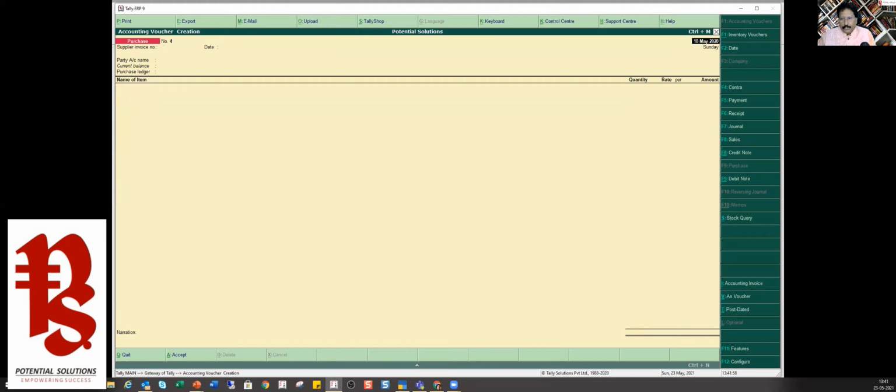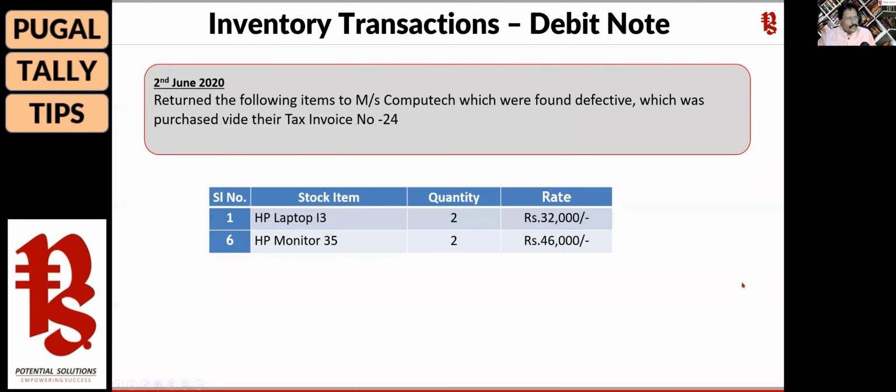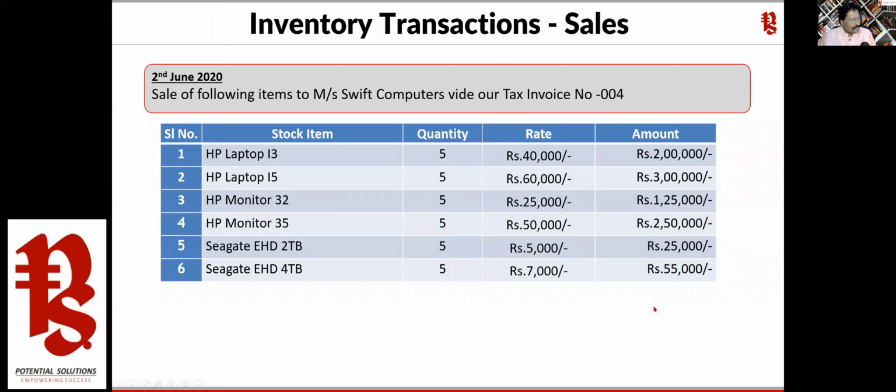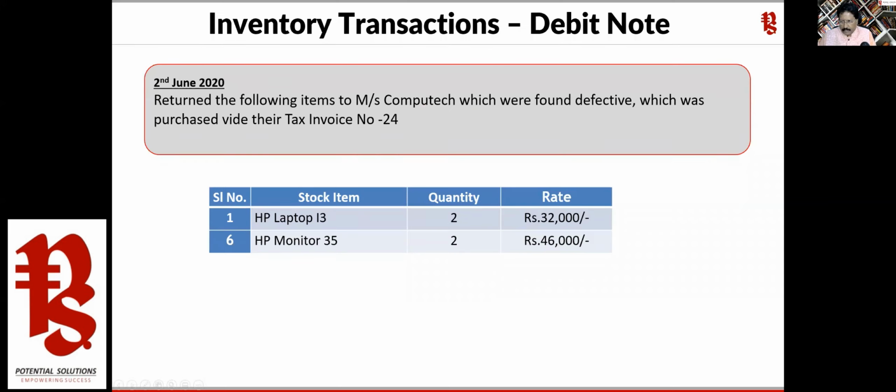Okay. So we have made the purchase entry, and now let us say you are returning the material. When you are returning the material back to your supplier, we need to use a debit note voucher, right? So on 2nd of June, we are returning the following items to Computech, that is laptop i3, 2 numbers, and HP monitor 35. So let's now pass this entry.